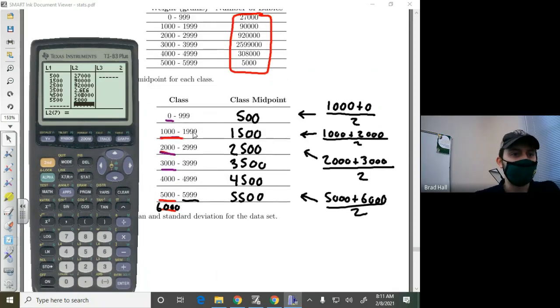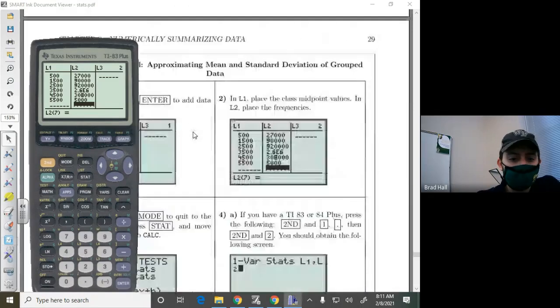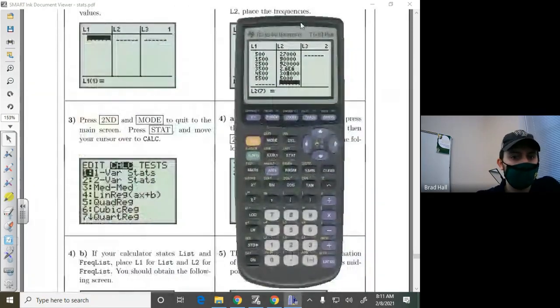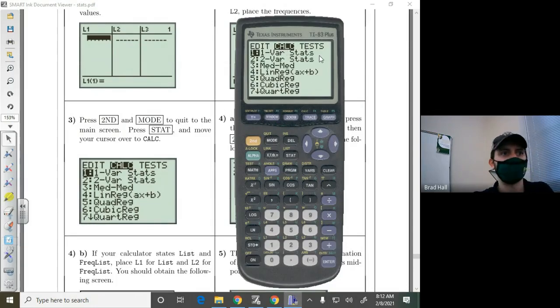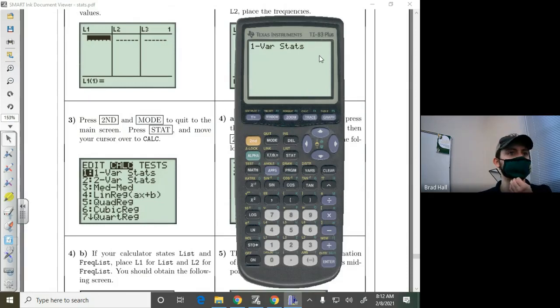So once you have those filled out, you're going to quit out of the screen. So second, mode, so second and quit. And you're going to go back to stat and go over to one variable stat. So we've done this part before, but do not press enter here.